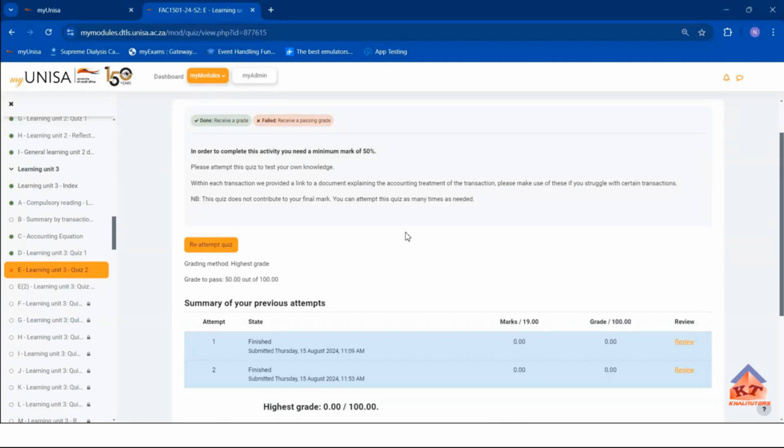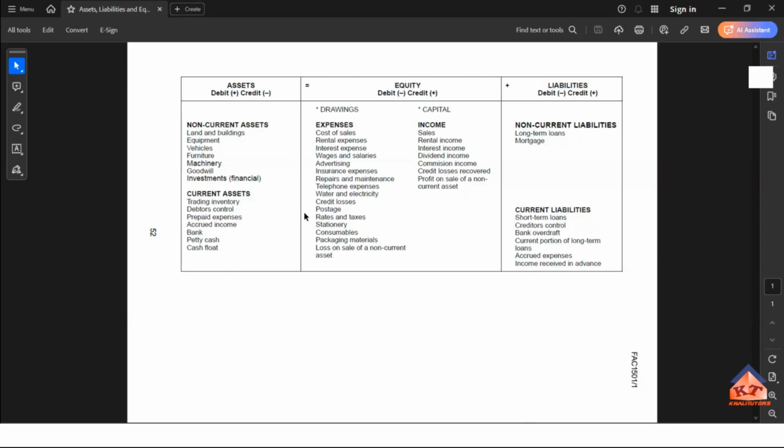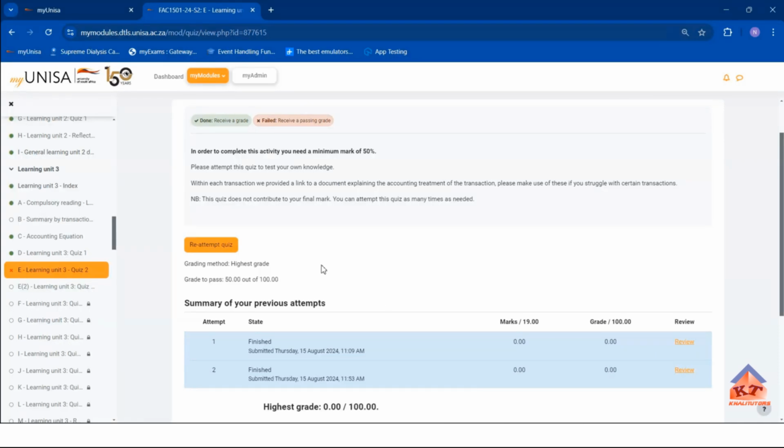In this lesson, we are going to focus on quiz 2 from learning unit 3. Okay, so this is what you'll need before you can proceed. Go back to your study guide and open page 52. You will get the table which has separated assets, equity, and liabilities into different columns. Once you have found this, you can continue with this lesson.